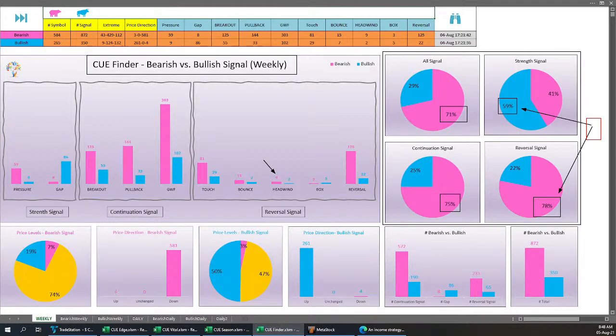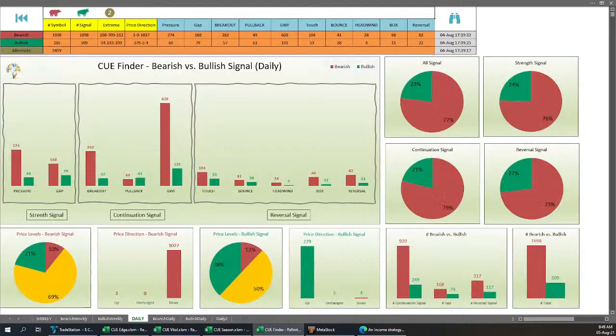If the flip-flop continues, it will turn bullish again. And the daily period, yesterday's signals, it's even more bearish. Even strength signals are bearish. All signals, strength signals, reversals, continuation signals, everything is bearish. If the flip-flop continues, it will turn bullish again.